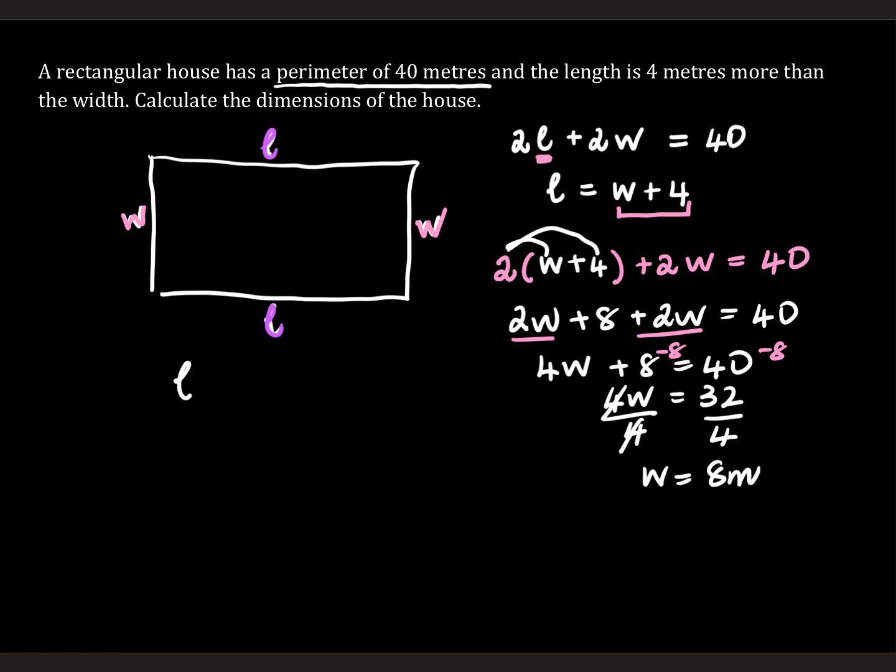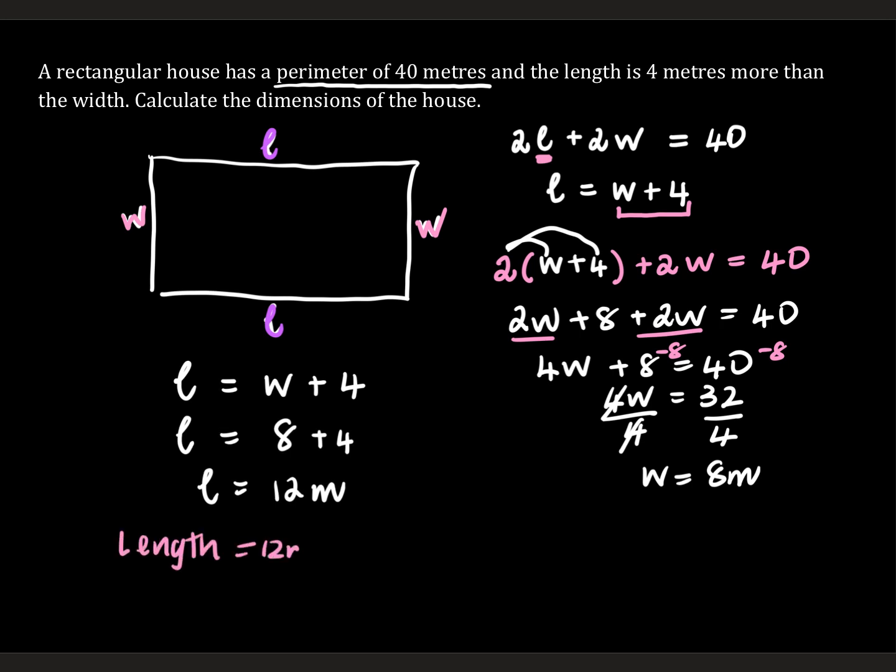Now I know that the length is the width plus 4. So the length equals 8 plus 4. The length is 12 metres. And so I'll just write that in words. Length equals 12 metres. Width equals 8 metres. So this one where we've got a shape situation, and words like length and width, which are really common, they are the ones we don't need to bother defining. But in all other cases we would.